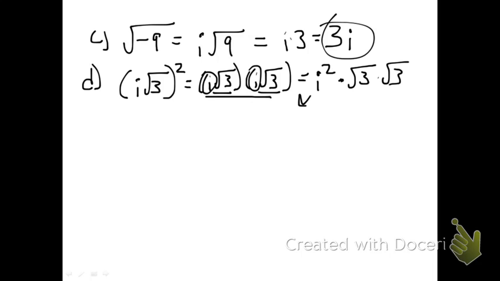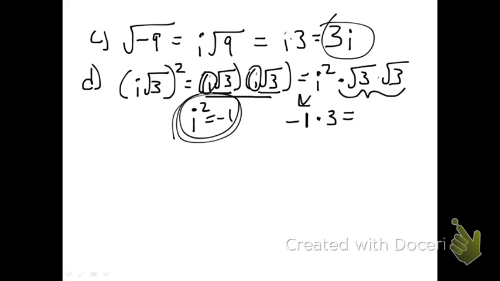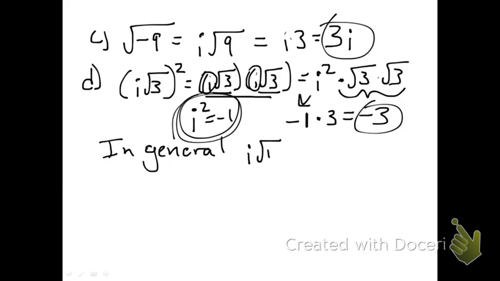Now, remember that i squared is really the number -1. Remember, i squared equals -1. We can use that here. So if i squared is -1, and radical 3 times radical 3 is just 3, I have -1 times 3, or -3. In general, if I have i radical r, quantity squared, I'm just going to have -r at the end of the day.